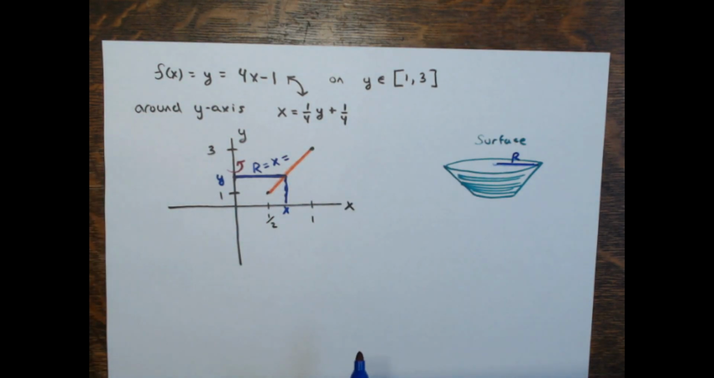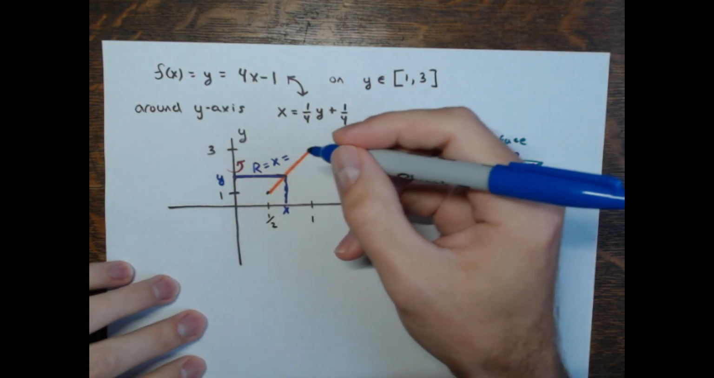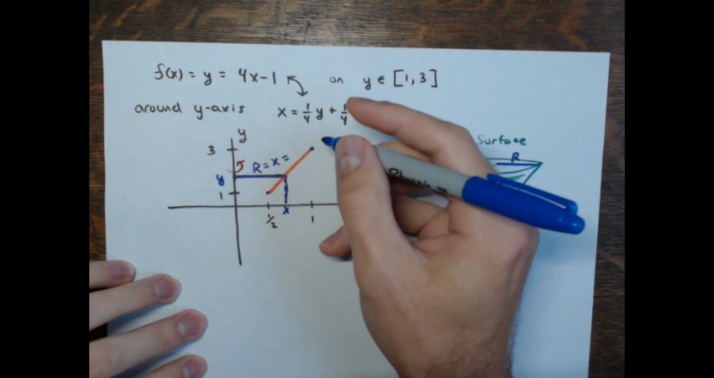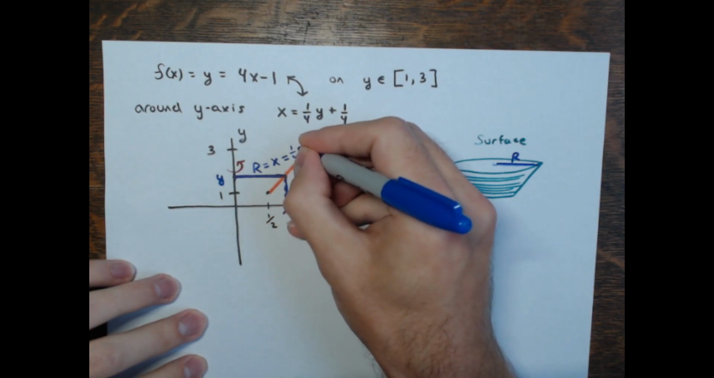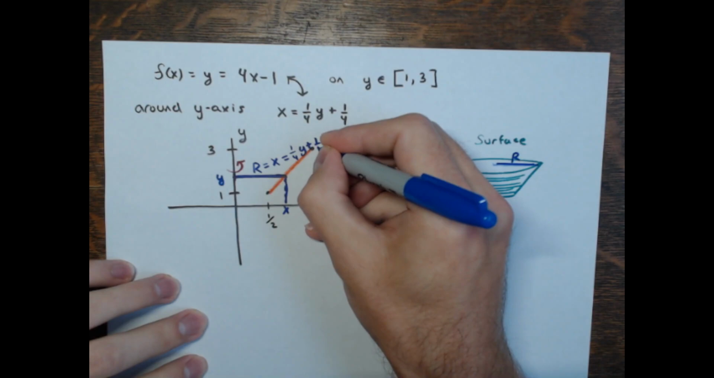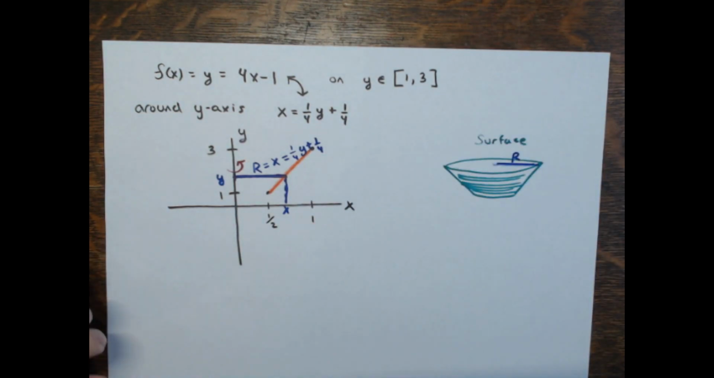Now, let's set this up both ways. Honestly, I think it would be easier to set it up in terms of x. I'll show you both integrals, and we'll see which one we like better. But the x-coordinate of any point on this curve is a quarter y plus a quarter, or a quarter of y plus 1, whatever.